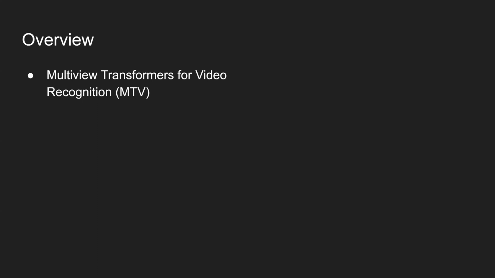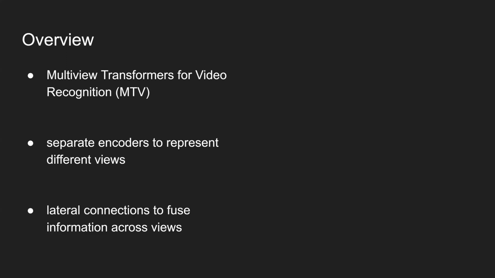First, let's go over a brief overview of what this paper and the concept is all about. They propose multi-view transformers for video recognition. In this, they propose that separate encoders should be used to represent different views. So what's a view? We'll see that in detail later. Also, they have lateral connections to fuse information across these views or these encoders, so to speak.